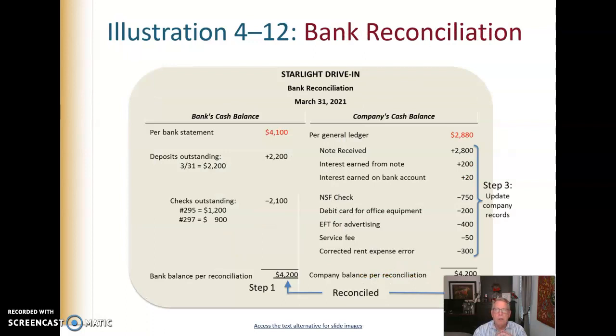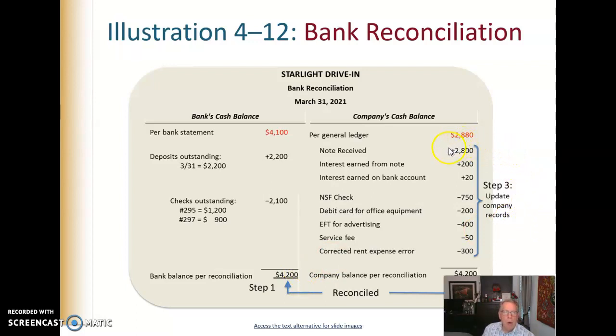So, what does a bank reconciliation look like? Here it is. And I always do it just the way that they've shown on this slide. The bank is on the left, the company is on the right. So, the balance per the bank statement was $4,100. We added in our deposits in transit, or deposits outstanding, we subtracted out our 2 checks that were outstanding, and that gave us an adjusted bank balance per the reconciliation of $4,200.